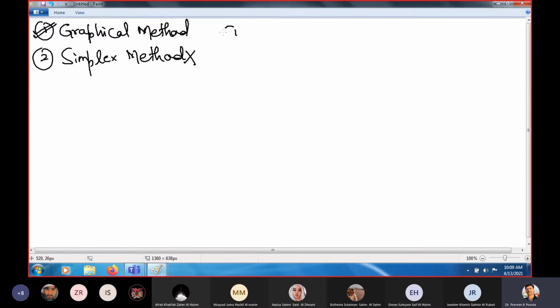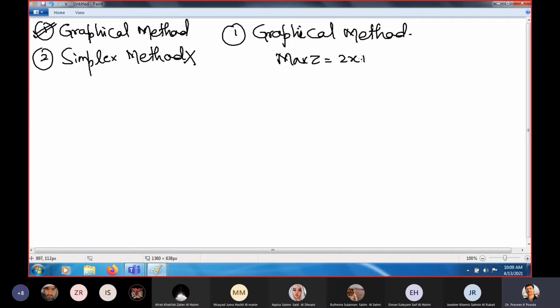In the graphical method, there are 3 important ways. One is the graphical method. What are we doing in the graphical method? The maximum z is equal to 2x plus 3y, and we write every constraint as an equation, whether it is less than or greater than. 2x plus 3y is equal to 6, and x, y greater than or equal to 0.